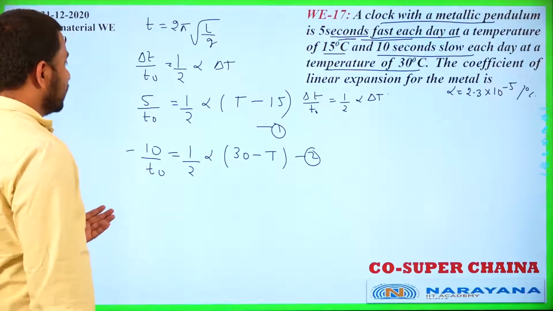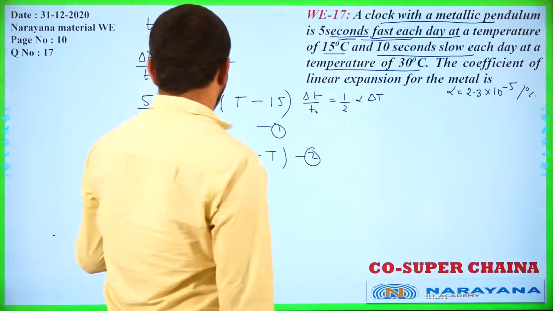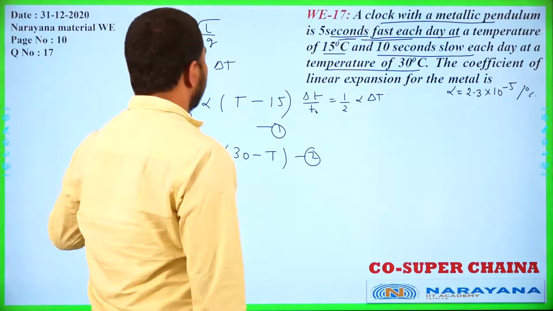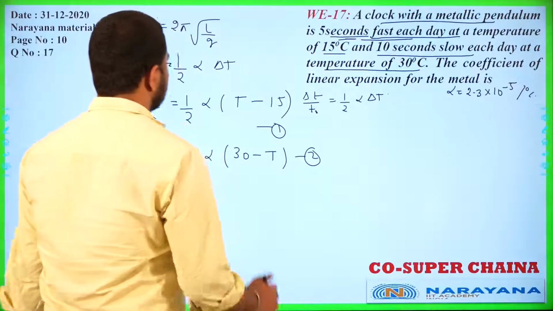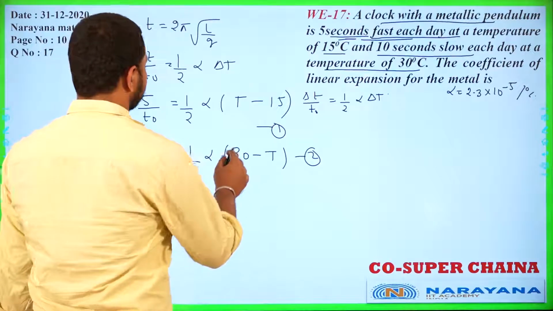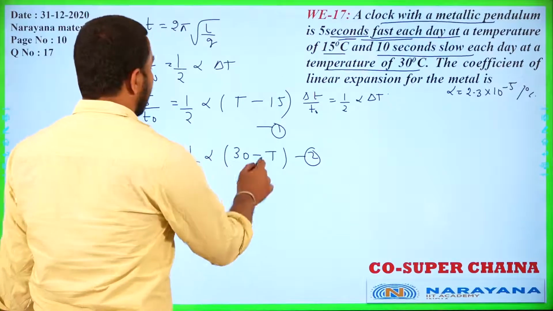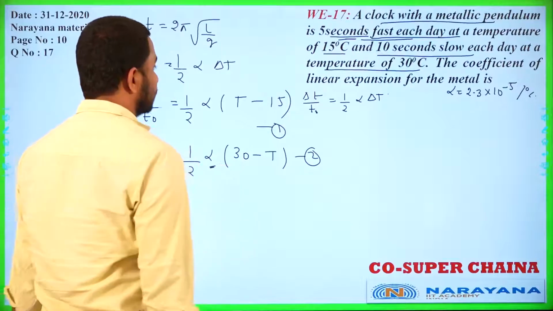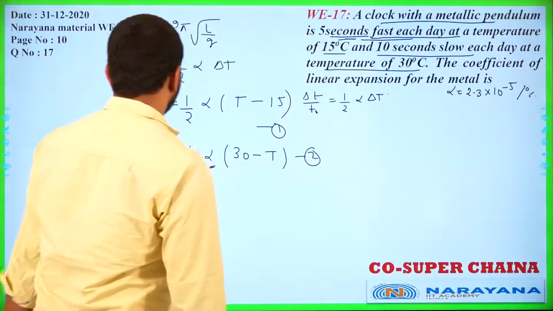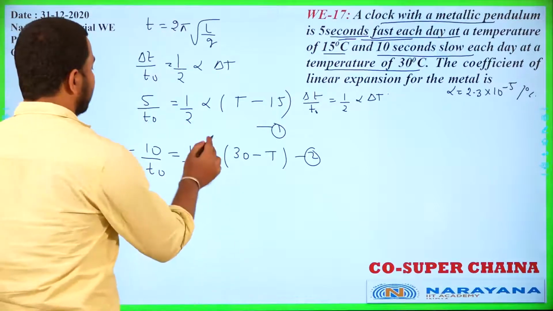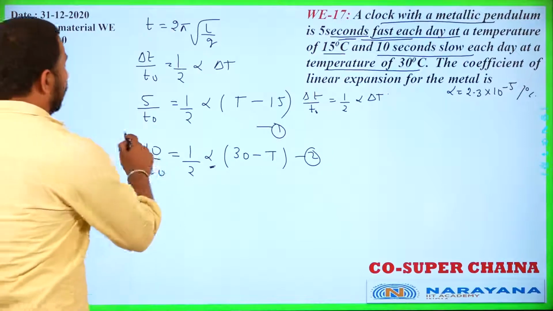What are the unknowns here in this question? The T naught value is known to us, so we can solve from here. We have to get the value of alpha. So for the coefficient of linear expansion alpha, if we divide the two equations, what will we get?